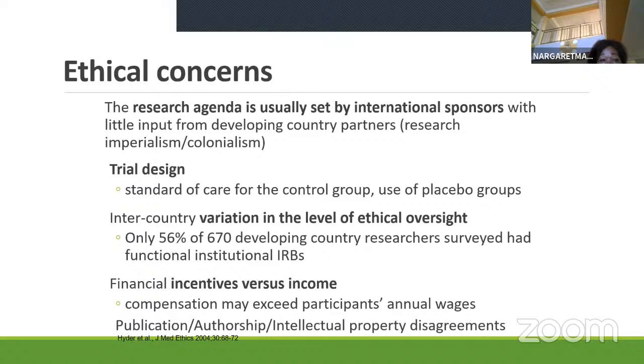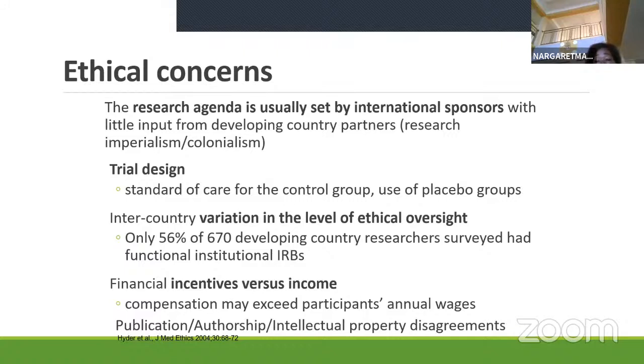Next slide, please. So the ethical concerns start with the research agenda. Usually when we talk about clinical trials, the developed world has more funding than the underdeveloped or developing world, and they tend to set the research agenda. But it is important that the collaborating underdeveloped or developing countries must assert their own rights. You have no right to propose a research agenda, and I accept, that has no relevance whatsoever to my own health challenges in my country.